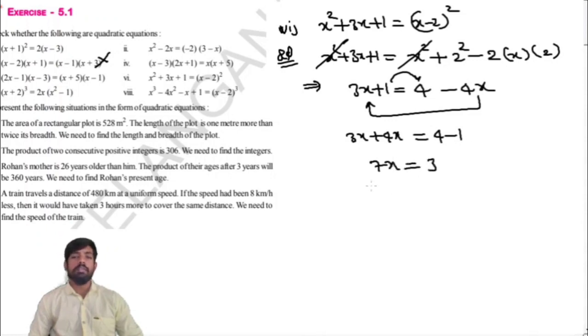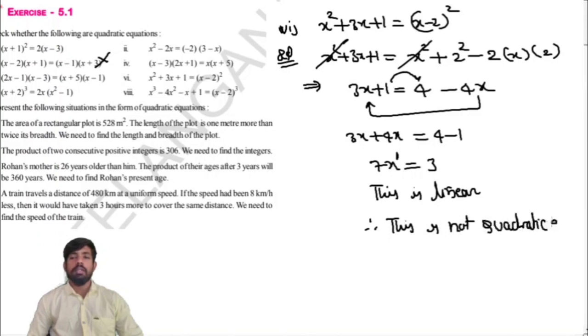Therefore x is in linear form. This is linear. So this is not a quadratic, because in a linear equation the degree of x is 1. This is not a quadratic equation.